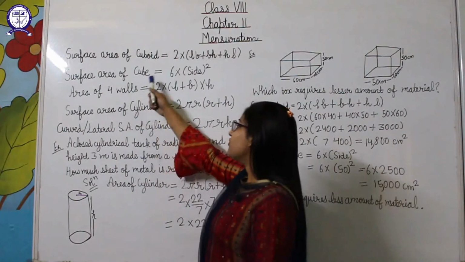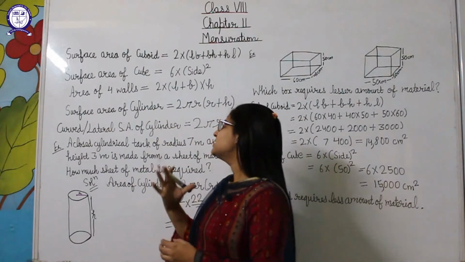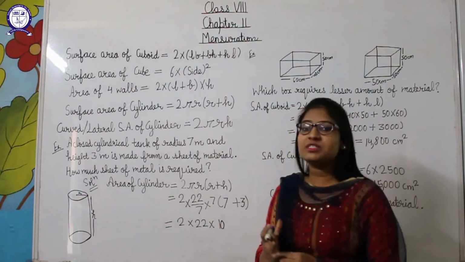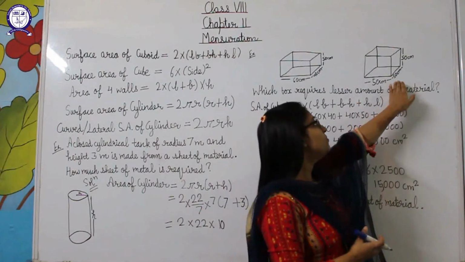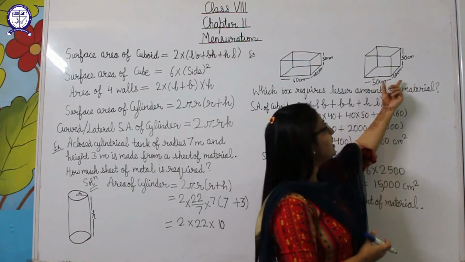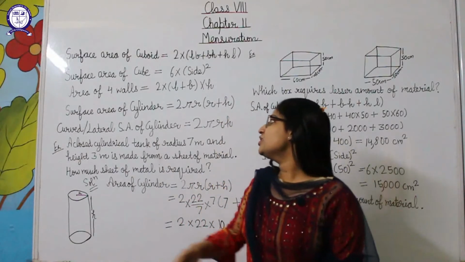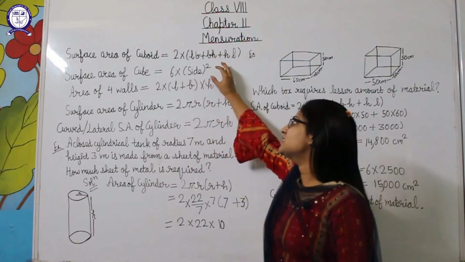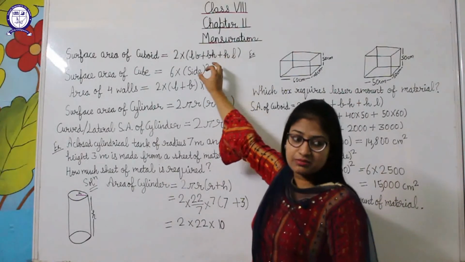Now surface area of a cube, as we know that a cube is made up of 6 squares, means all the sides are equal. So this is the diagram of a cube. In this all the sides are equal and they are of 50 centimeter and 50 centimeter like this. So the surface area of a cube is equal to 6 multiply side square. Here we will use side as 50 centimeter.